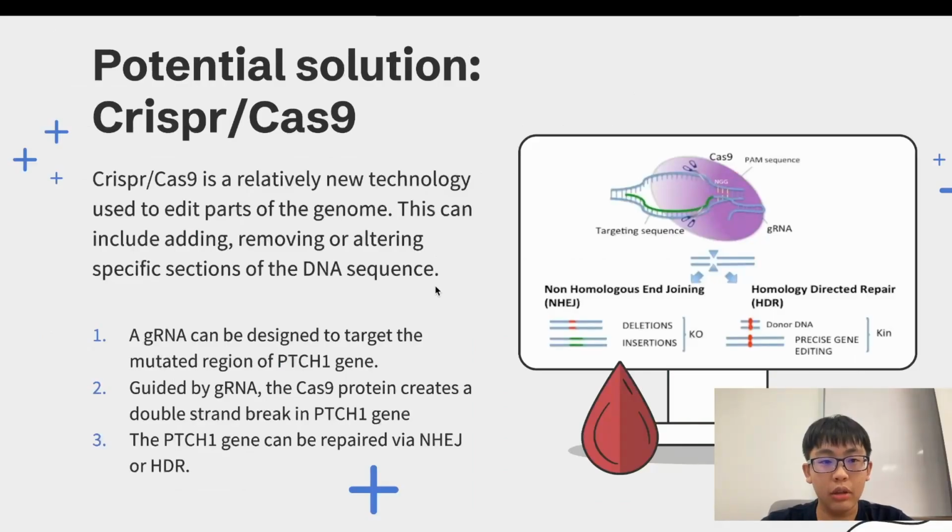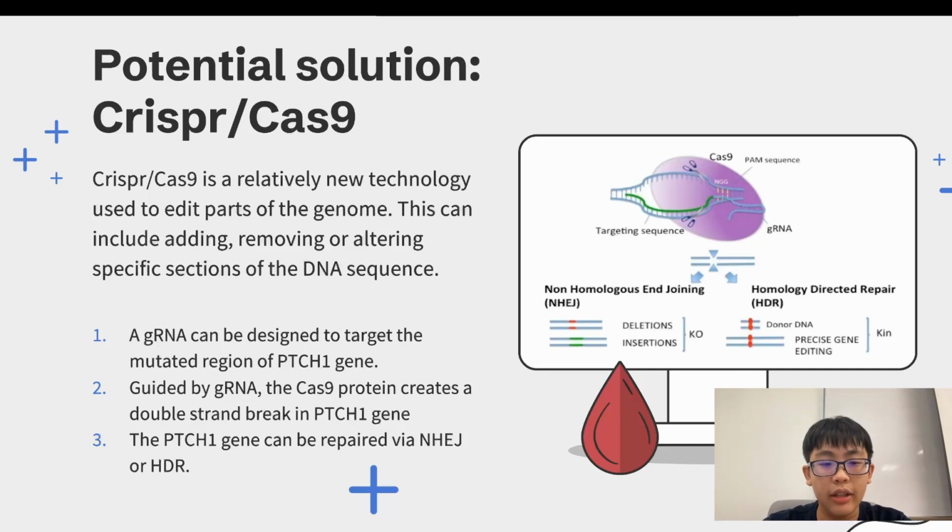As said earlier, Gorlin syndrome is caused by a mutation in the Patch1 gene. A potential solution is a new modern technology called CRISPR-Cas9. CRISPR-Cas9 is a relatively new technology used to edit parts of the genome. This can include adding, removing, or altering specific sections of the DNA sequence. So how does it work?